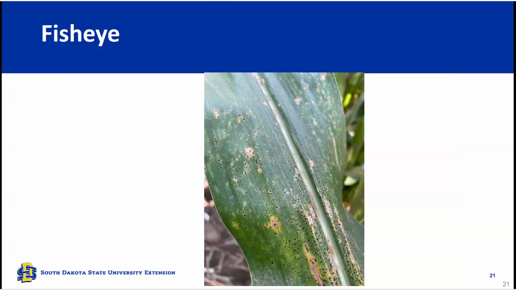Now this would be the fisheye lesion, which I've circled in the red here, kind of seeing that really tan around, and you see that dark spot in the middle. It's known as that fisheye. Typically, we have not seen it here in South Dakota, but our neighboring states have had this as a symptom.